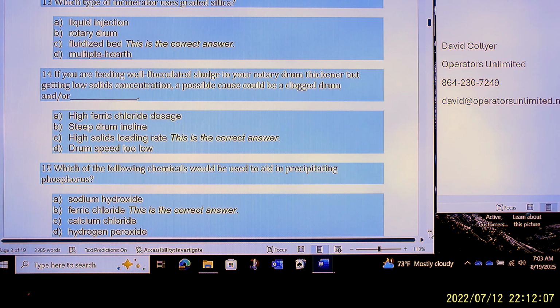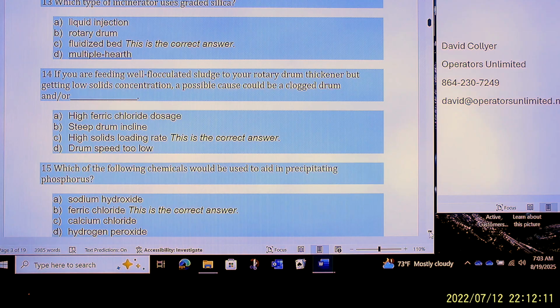Number 13, which type of incinerator uses grated silica? Liquid injection, rotary drum, fluidized bed, multiple hearth. The answer to 13 is C, a fluidized bed.